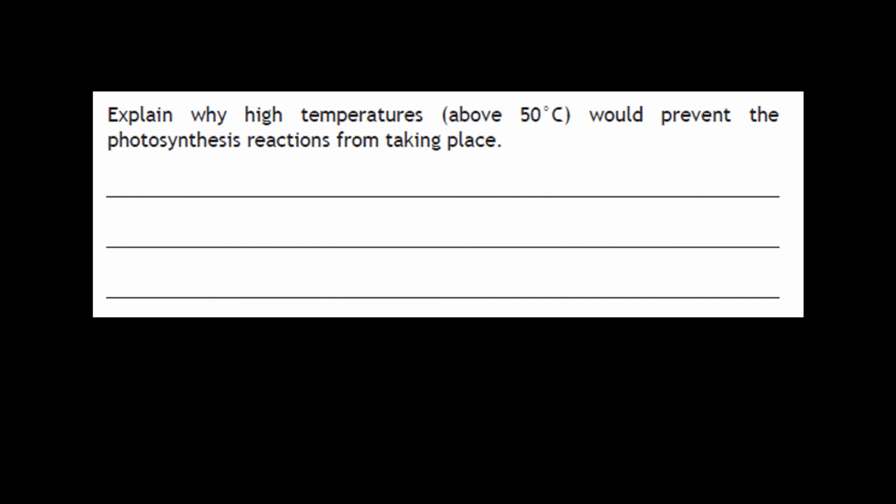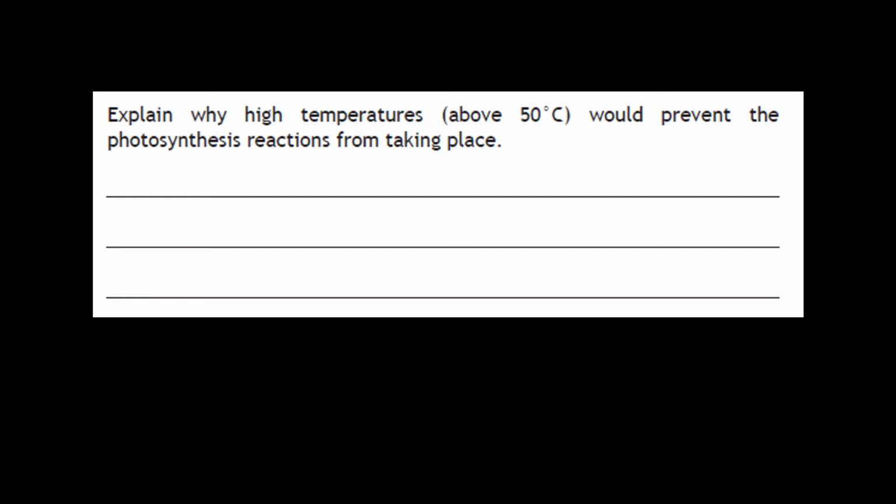So here is another type of exam question that you're likely to face. It says, explain why high temperatures above 50 degrees Celsius would prevent the photosynthesis reaction from taking place. Now this might be photosynthesis, it might be respiration, or it might be something else that's controlled by enzymes. So there's two things that this question is looking for, so it would be a 2-mark question.